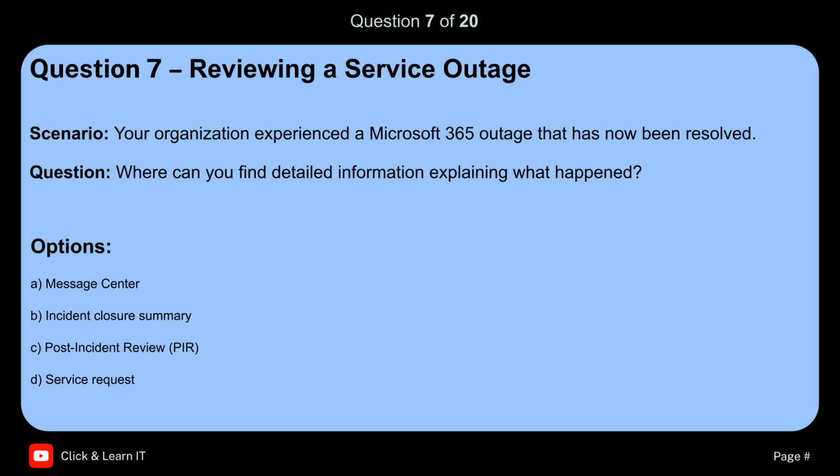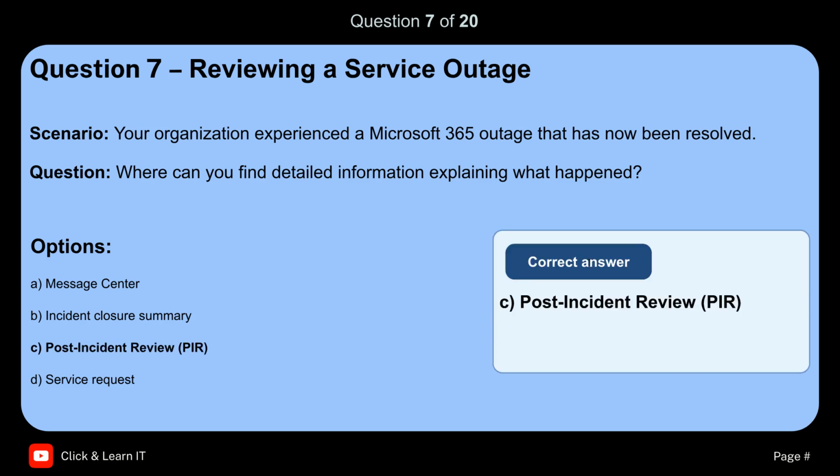Question 7. Your organization experienced a Microsoft 365 outage that has now been resolved. Where can you find detailed information explaining what happened? Options are Message Center, Incident Closure Summary, Post-Incident Review, or Service Request.